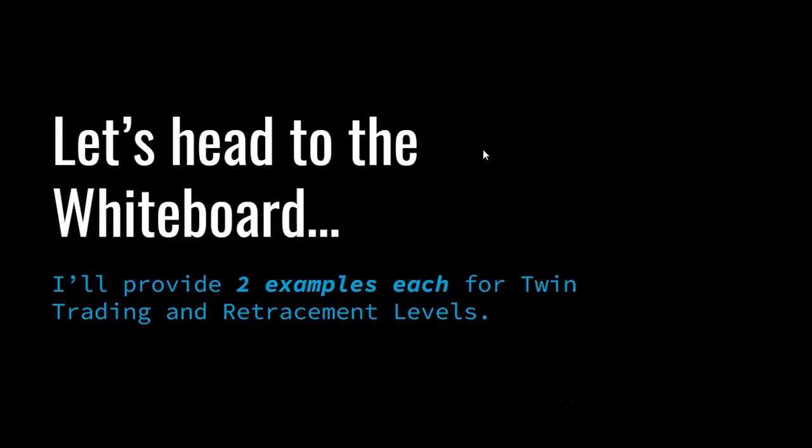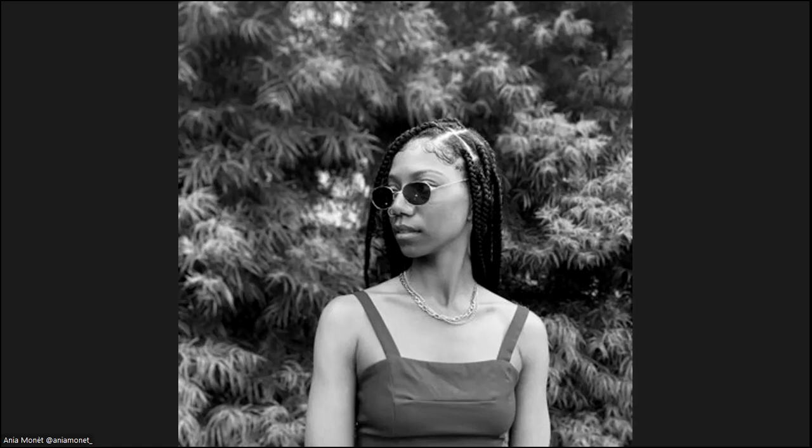So I have two examples for each of the twin trading and the retracement levels. Both will consist of different dollar amounts. Make sure you guys can see this. Okay, awesome. So let's go ahead and just dive into example one. And this will be twin trading on a $100 account. And I'm going to make this a little bit smaller.